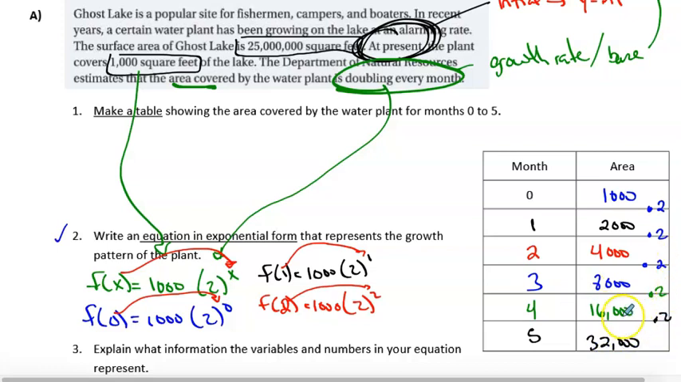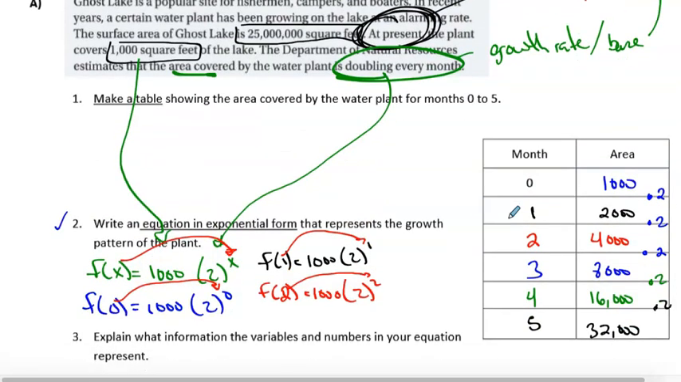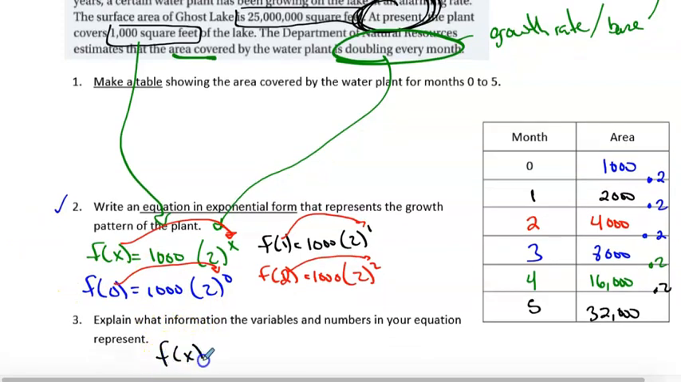All right, so we have our table, we have our graph, and let's move on and see what else is in here. So explain what each piece of information of the variables represents, and we just did that already. Okay, so f of x equals a, that's my y-intercept, times b to the x, and that's my 2, which is my growth rate. All right, so we have that so far.